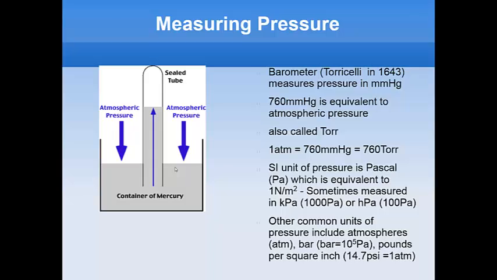Originally it was measured by Evangelista Torricelli in 1643, an Italian. He looked at the measure of pressure in terms of millimeters of mercury, so he's looking at this length or height of mercury in a tube. He found that 760 millimeters of mercury is equivalent to 1 atmospheric pressure. It's also called a torr after Torricelli. 1 atmosphere is 760 millimeters of mercury, also called 760 torr.